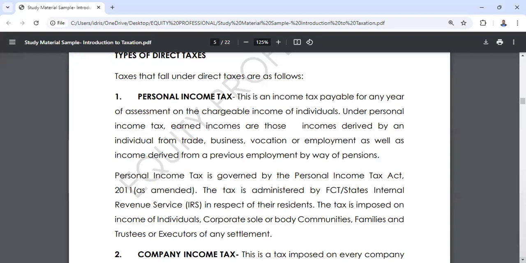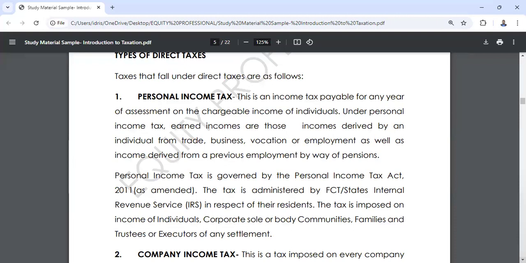Me and you, we pay personal income tax. If you are working under paid employment, in a company, every month, the tax deducted from your salary is personal income tax. If you are a sole trader, doing your own business, at the end of the year, the tax you pay on your business is personal income tax.